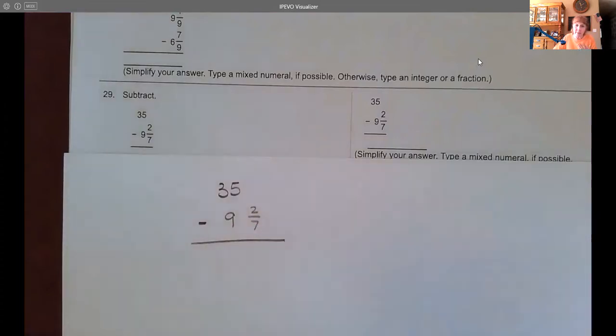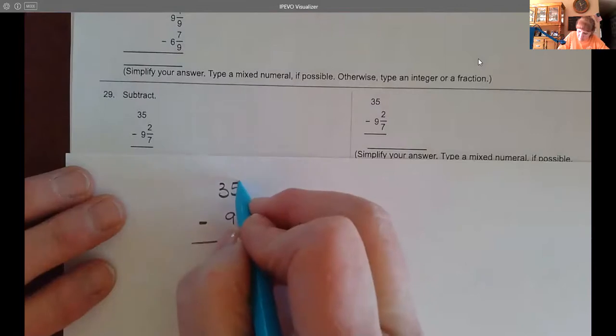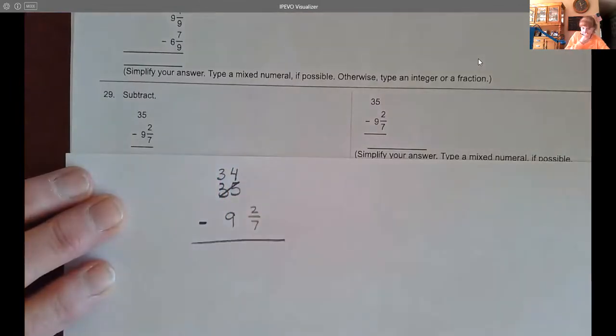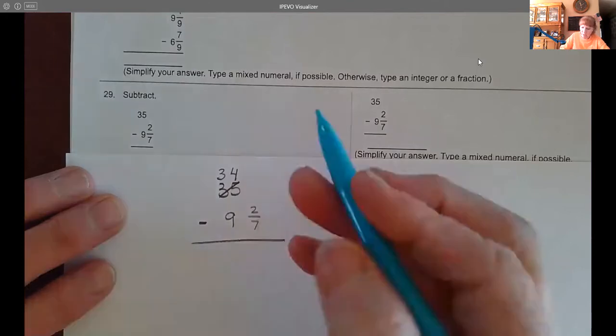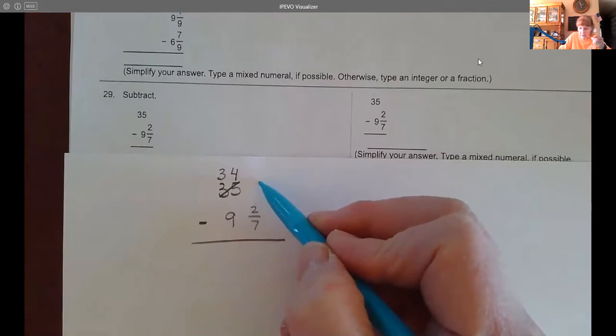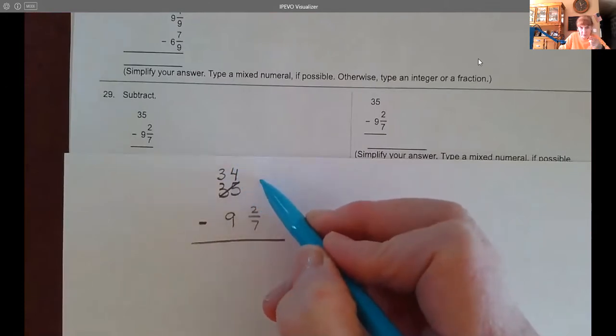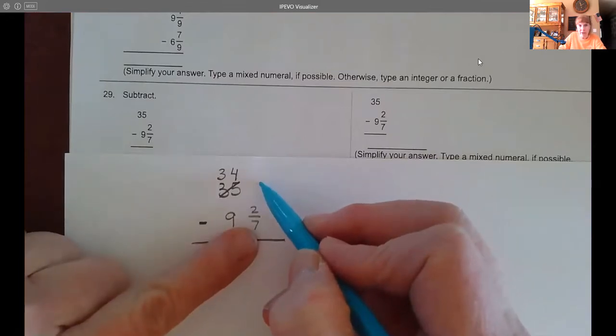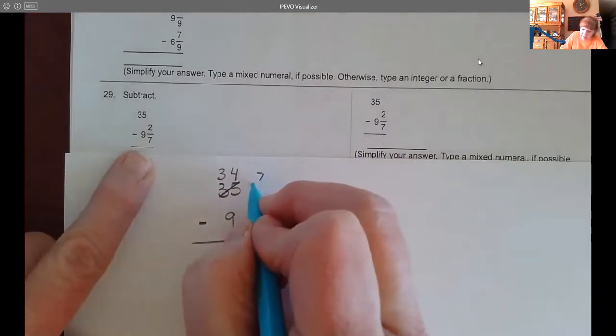So again, we're going to borrow. So we're going to borrow, make this 34. We're going to borrow 1. And we're going to put that here. Well, how do we want to represent this 1? Okay, we're going to move a 1 over here. Well, I want the denominator to match. So I'm going to write that as 7/7.